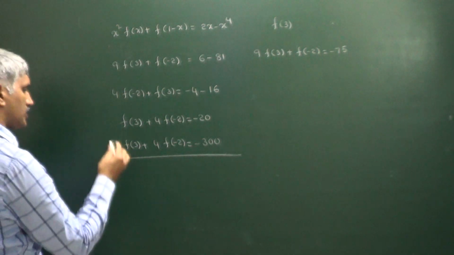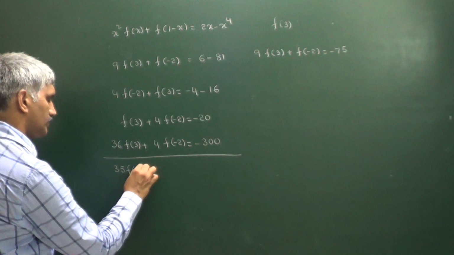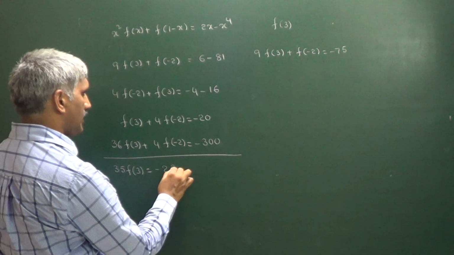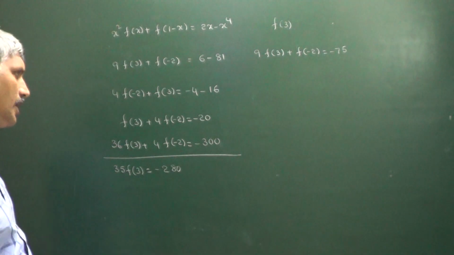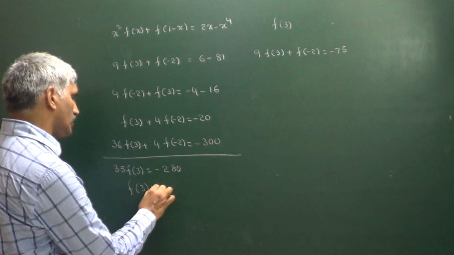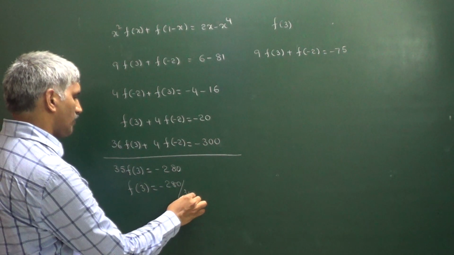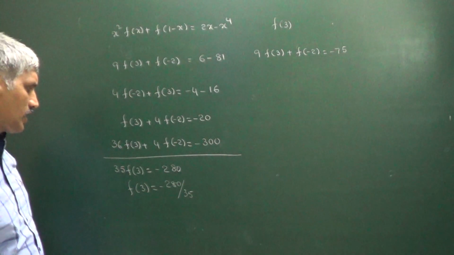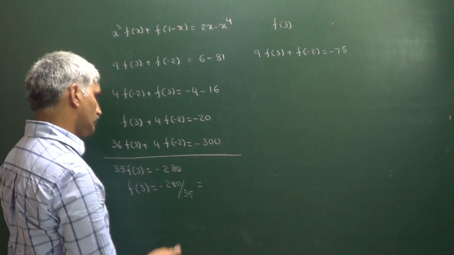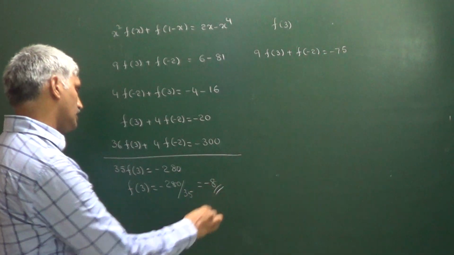Subtracting these two, we will get 35 into f of 3 is equal to minus 280. Therefore, we are getting the value of f of 3 is equal to minus 280 divided by 35. You can cancel this. 5 times, right? 8 5s are 40, 8 3s are 24. Yes, we are getting minus 8.